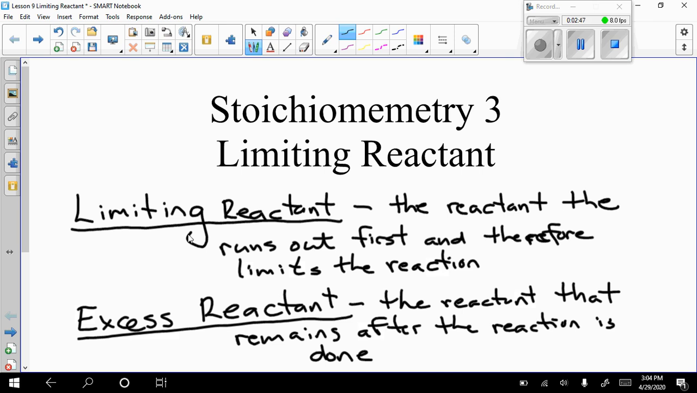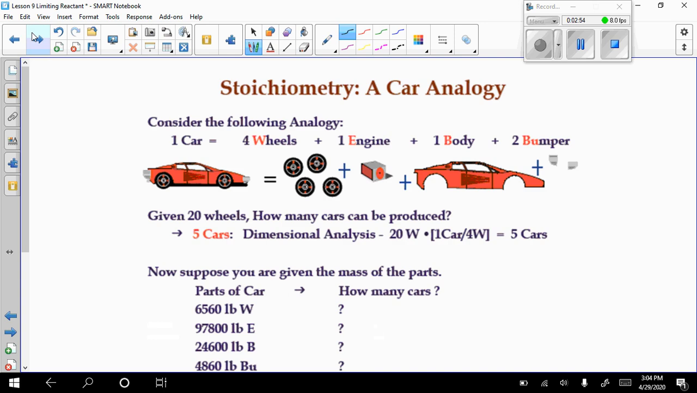Okay, so that's what we're going to be talking about today, is how do we figure out which one is the limiting reactant, and then how do we use it. I want to go back to the analogy just to help you guys to understand this. I'm going to use the same one as yesterday. We talked about using this car analogy as our reaction. And I know, again, it was written backwards. So this idea that your reactants here are the wheels, the engine, the body, and the bumpers. And when those react together, they can make a car. Well, obviously, not react, but when you combine them, they make a car.